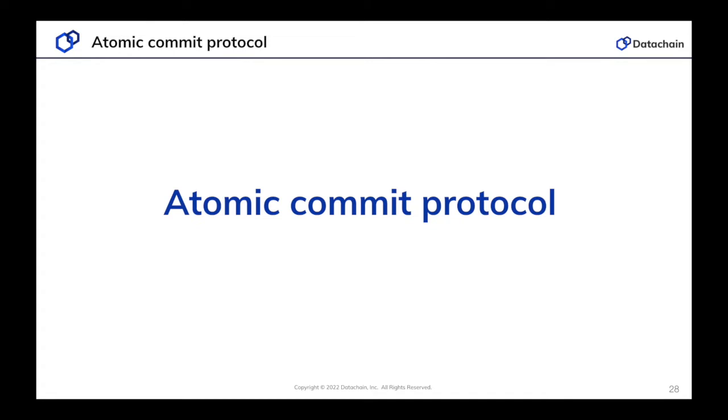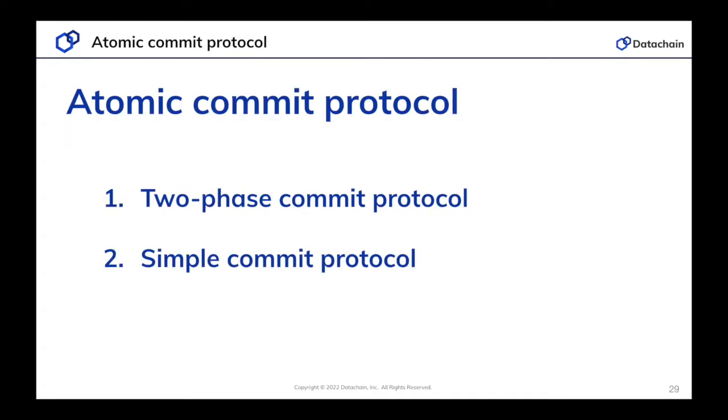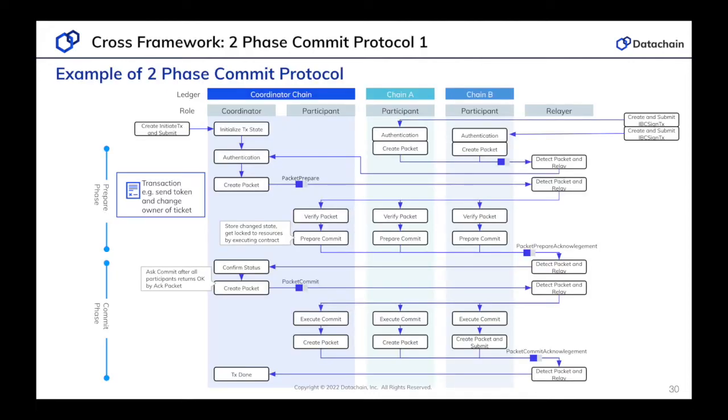Atomic commit protocol. Atomic commit protocol allows a set of multiple operations to be executed as a single operation. For now, two-phase commit protocol and simple commit protocol are supported. This flow explains the two-phase commit protocol. It executes a two-phase flow of commit request and commit between one coordinator and multiple participants. This commit consists of 4 steps.